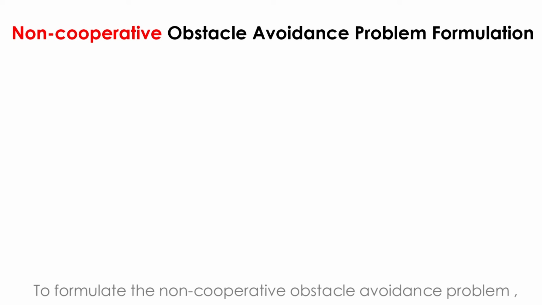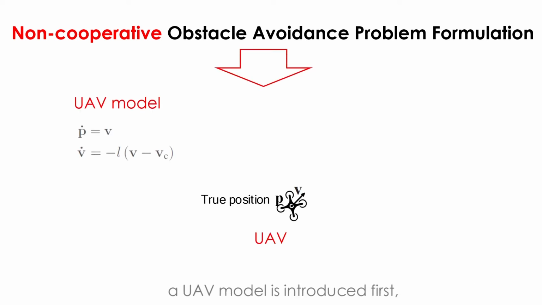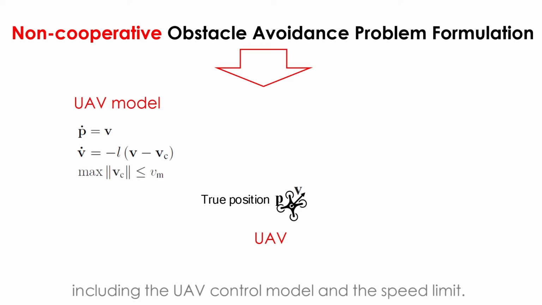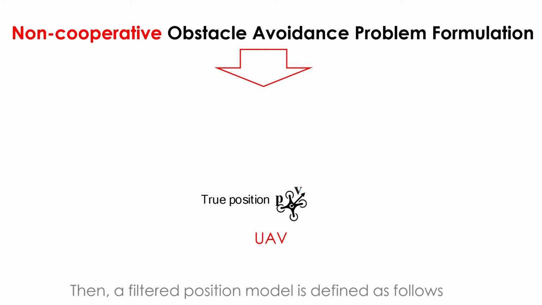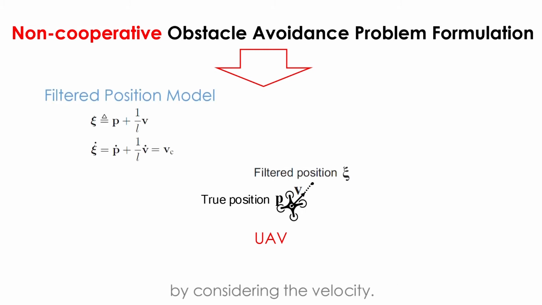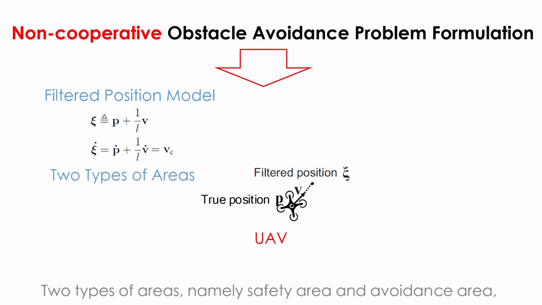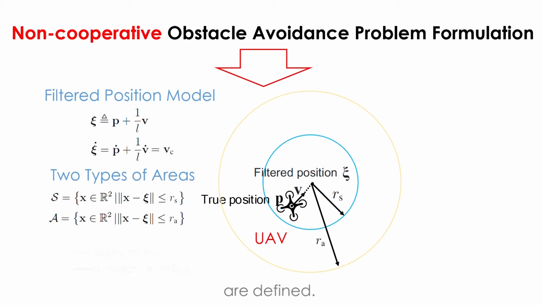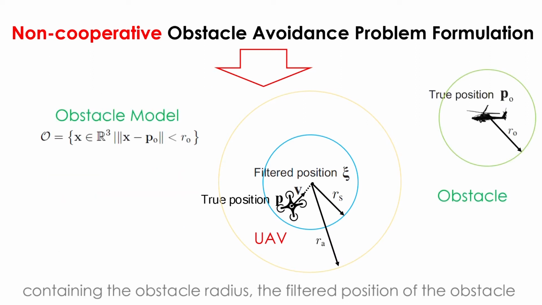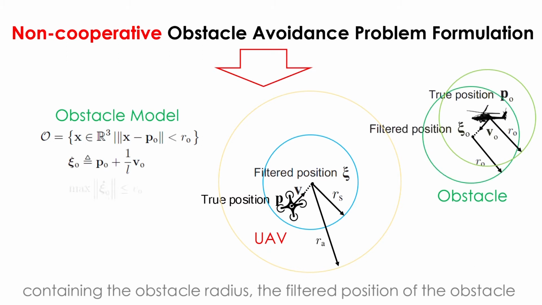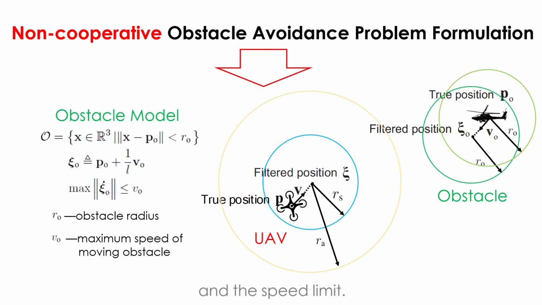To formulate the non-cooperative obstacle avoidance problem, a UAV model is introduced first, including the UAV control model and the speed limit. Then, a filtered position model is defined as follows by considering the velocity. Two types of areas, namely safety area and avoidance area, are defined. Finally, an obstacle model is proposed containing the obstacle radius, the filtered position of the obstacle and the speed limit.